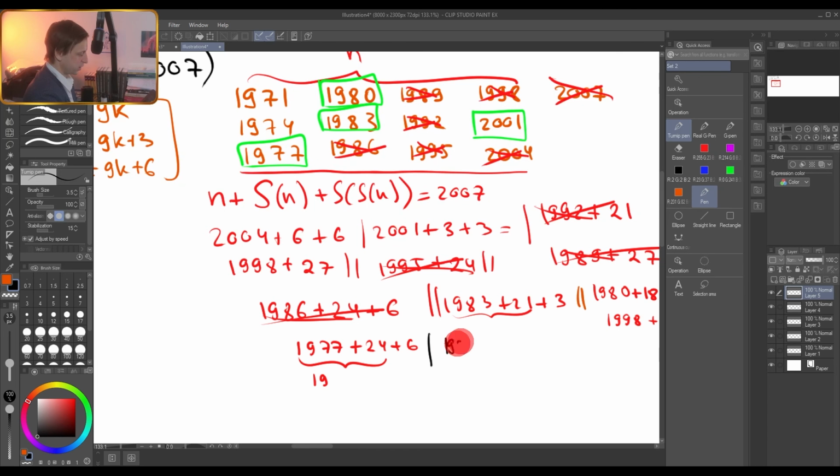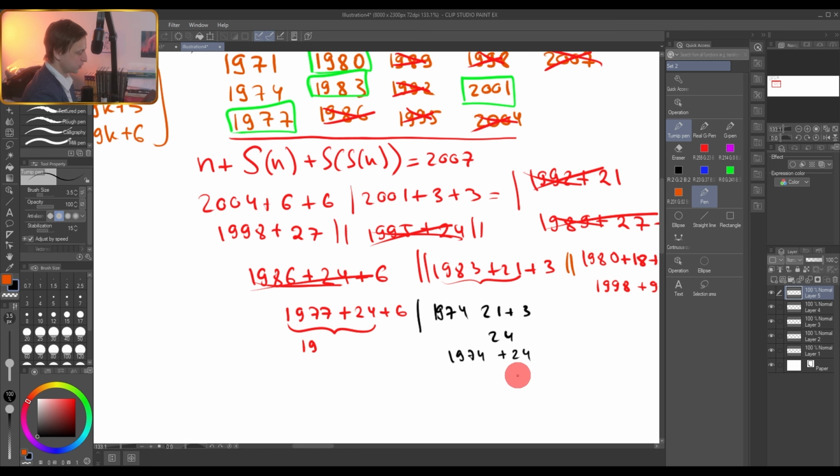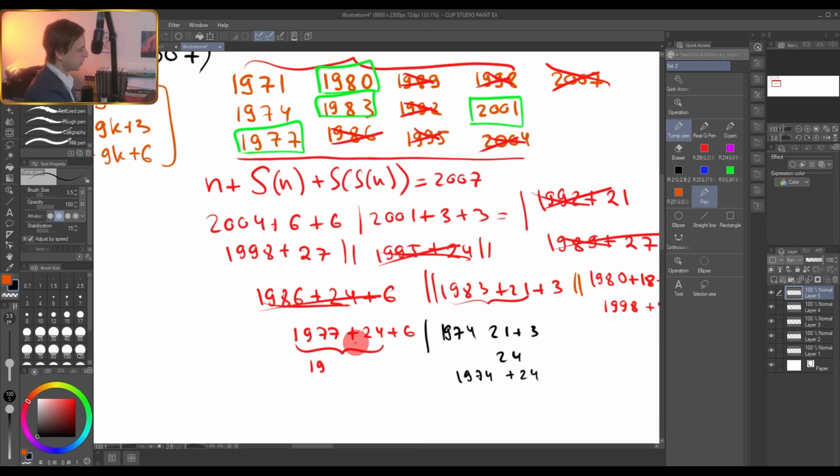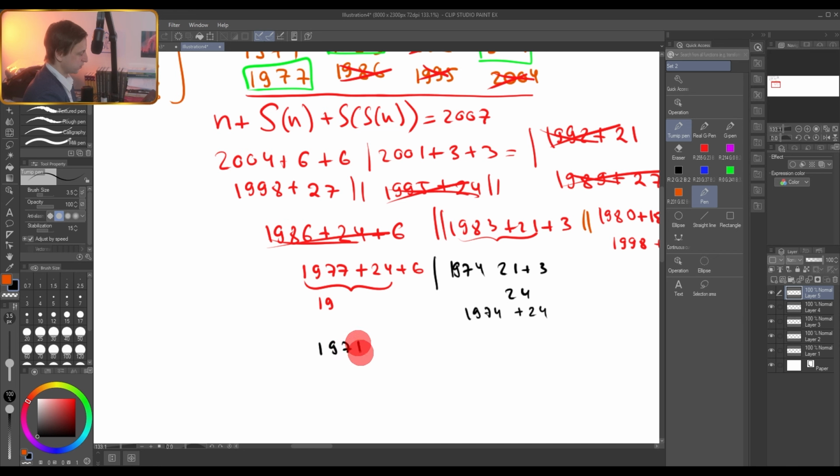And 1974. Let's look with this one. What is the sum of the digits here? So it will be 5 plus 7. It will be 12 plus 9, 21 plus 3. So this one is 24. 1974 plus 24. Well, so it obviously doesn't work for us. And 1971. 1971 plus the sum of the digits, it will be 8, 9 plus 9, 18 plus 9. So 1971 plus 27. Does it work for us? Obviously, it doesn't work for us.